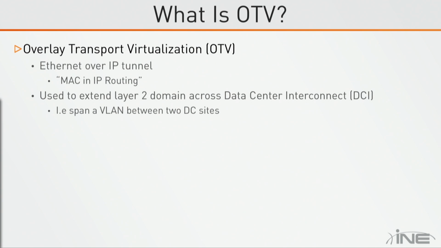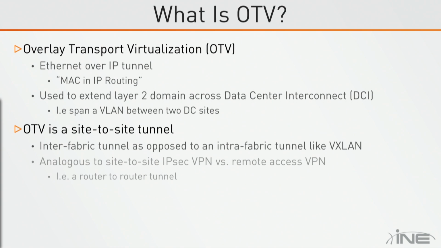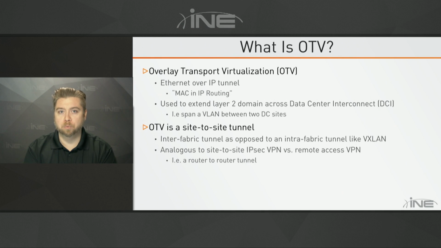Okay, you'll see sometimes OTV is referred to as MAC in IP routing because we're making our forwarding decision based on both the Ethernet address, which is going to be the MAC address, and then also based on the IP address, so the regular IPv4 outer header. And you can think of OTV as a site-to-site tunnel, where VXLAN typically we use that as more of kind of a host-to-host tunnel.